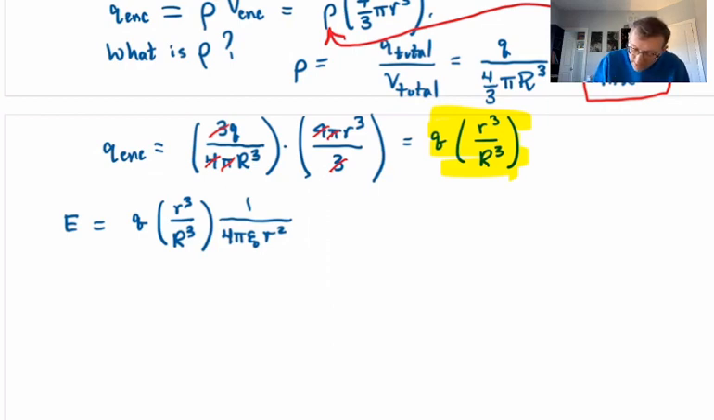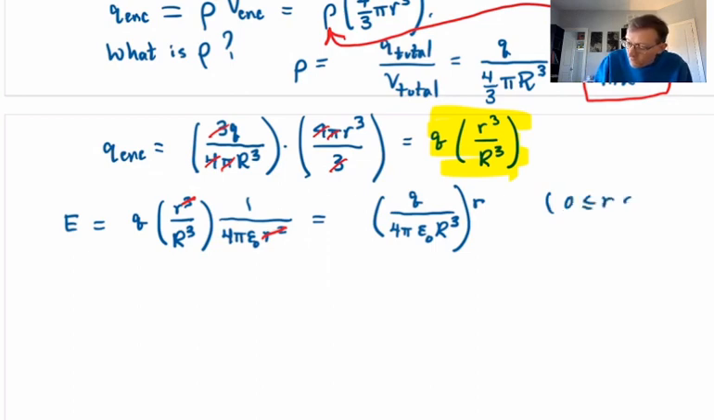Well, I've got a little r squared downstairs. I can take 2 of those little r's that are upstairs. And so I'll do some grouping now. I have q over 4 pi epsilon 0 big R cubed, all times little r. And this formula is valid for r between 0 and big R. This is the internal field.